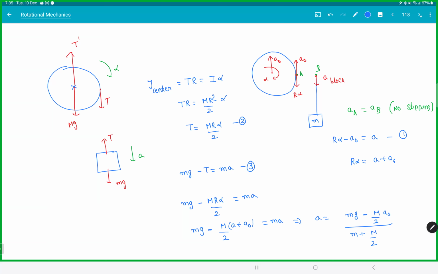And 2g by 3 you will get if you took both the masses equal. I gave small m and capital M. So if you want to find the first case, put a naught is equal to 0. That will be the first one. Is this clear, everyone?